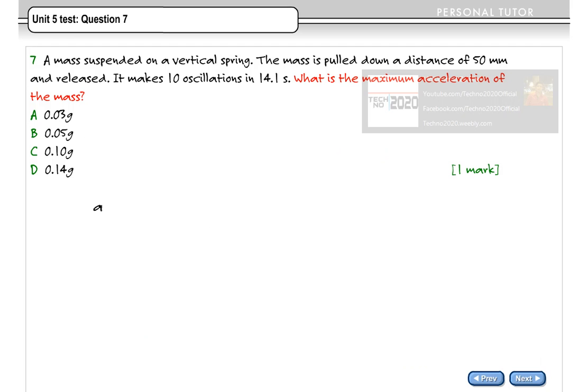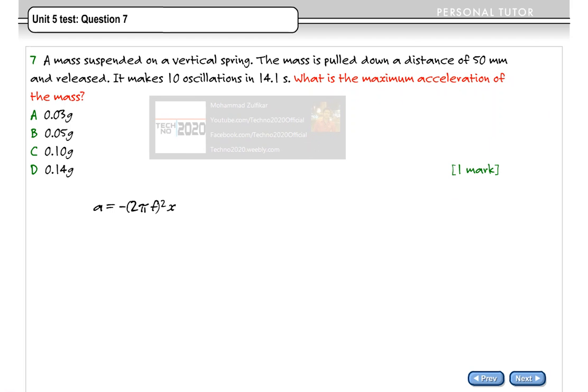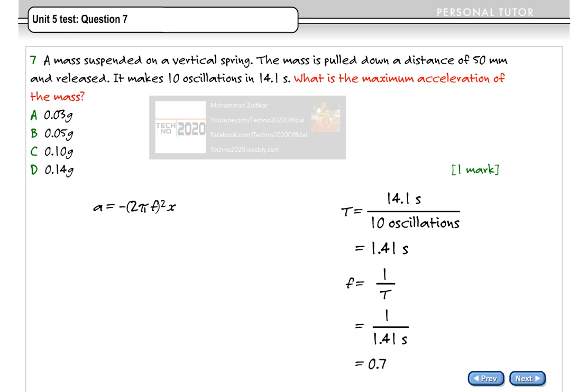Start by writing down the equation for simple harmonic motion, where a is the acceleration we require, f is the frequency of oscillation, and x is the displacement of the mass from its freely hanging position. We can calculate the period T of the motion to be 1.41 seconds, and from this the frequency to be 0.709 Hz.